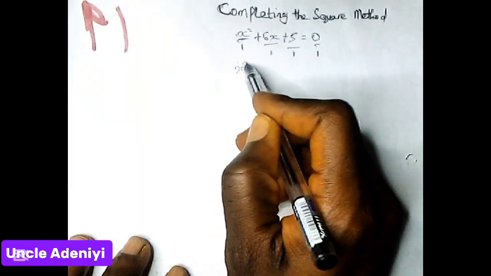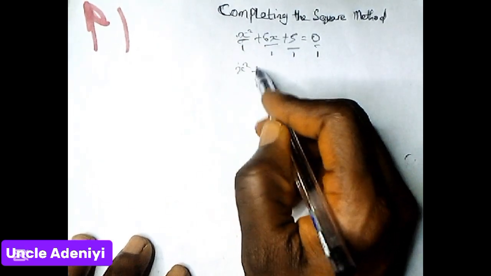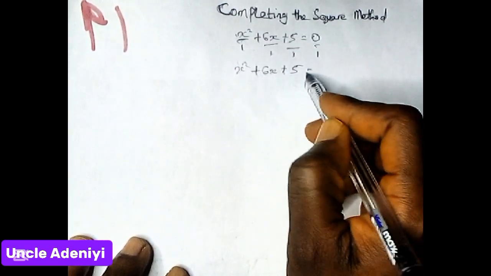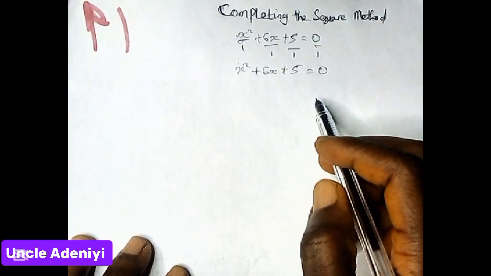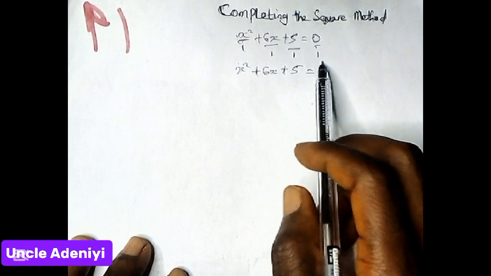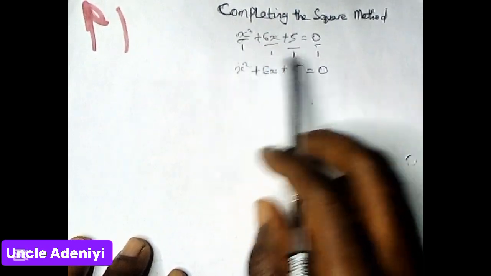This one is x squared. 6x divided by 1 will give you 6x back. Plus 5 equals to what? 0 divided by 1 is 0. Anything divided by 1 gives that number.